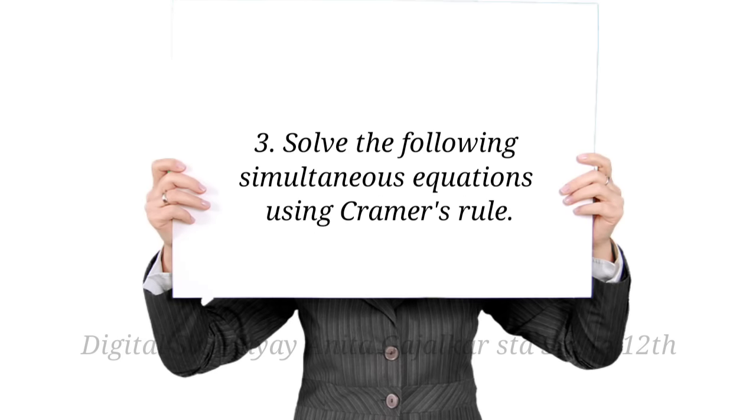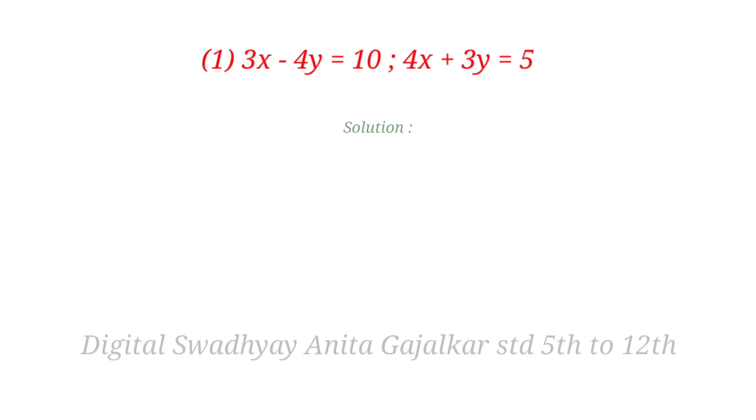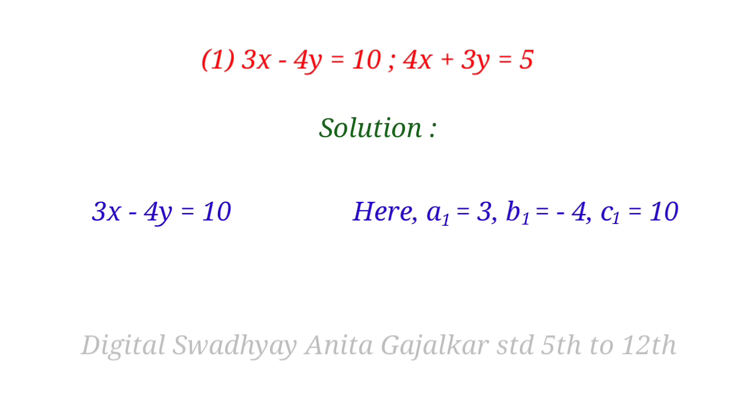Solve the following simultaneous equations using Cramer's rule. 3x minus 4y equal to 10, 4x plus 3y equal to 5. Solution. 3x minus 4y equal to 10. Here a1 equal to 3, b1 equal to minus 4, c1 equal to 10. 4x plus 3y equal to 5, a2 equal to 4, b2 equal to 3, c2 equal to 5.